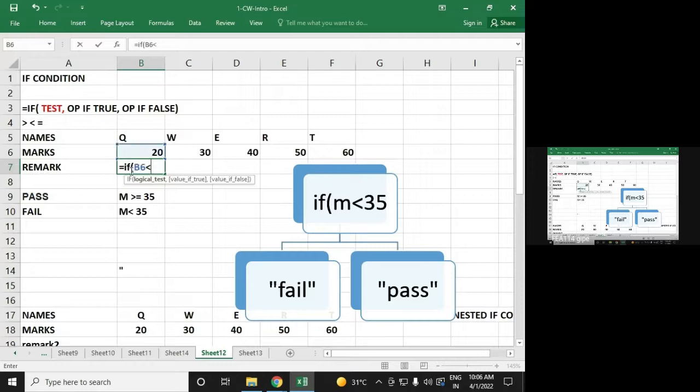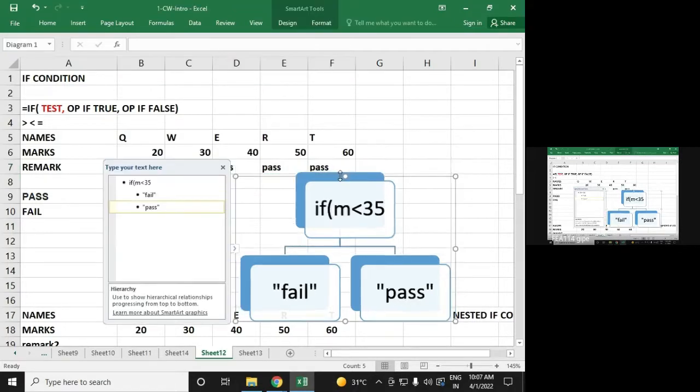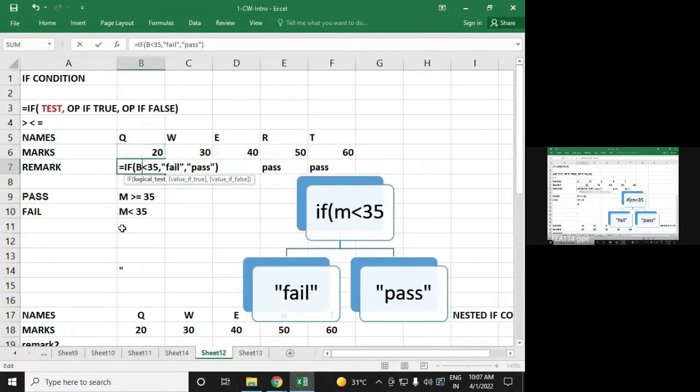So let's write the same condition as per the tree. If marks are less than 35, then fail, else pass. And then close double quotes, close the bracket, and then copy paste the formula. All answers will be as shown. Everybody write the syntax once and then tell me once we are done.